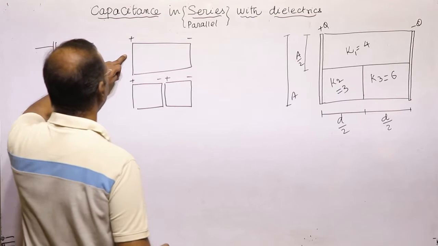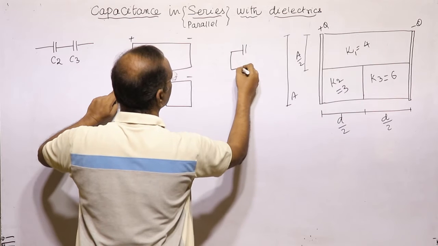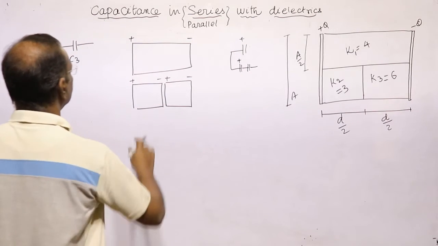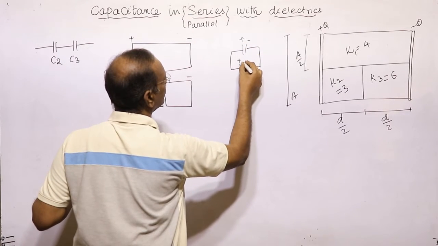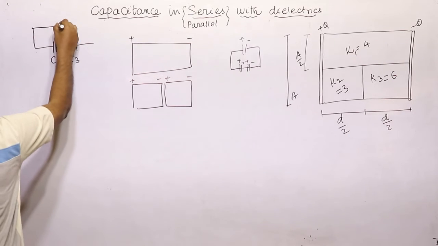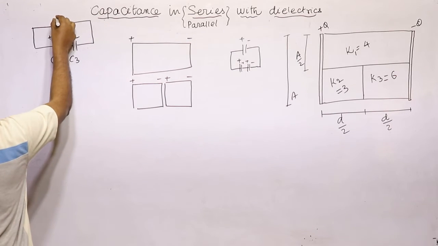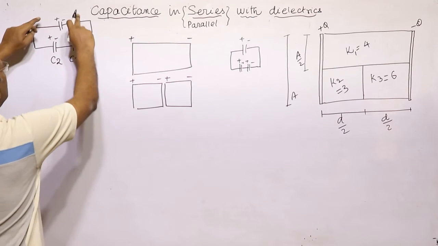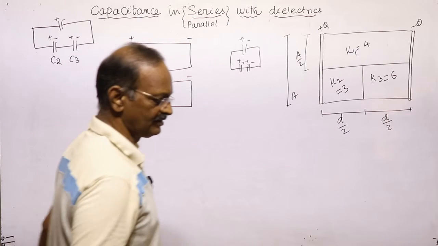Now you see this positive terminal and this positive terminal are connected together. Positive and positive connected together, and its negative is connected with this one. Positive, negative, negative and negative. It means C1 is connected in parallel. This positive terminal is connected here, this negative terminal is connected here, so this and these are parallel and these are in series. Simple, the circuit is over.